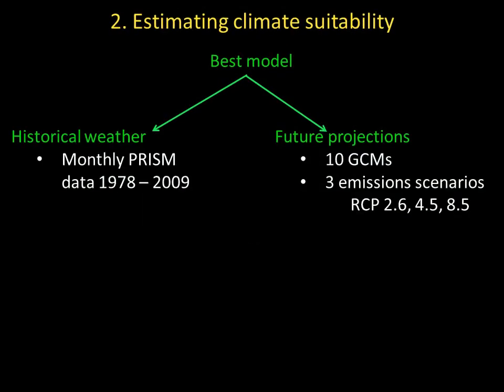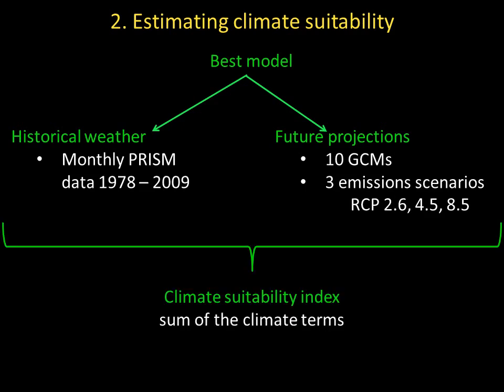So then we wanted to take this model and apply it to historical data and to future climate data. The model was developed on data from 1997 through 2009, so we wanted to go backwards and forwards in time. And when we applied the model, we then calculated what we call a climate suitability index.